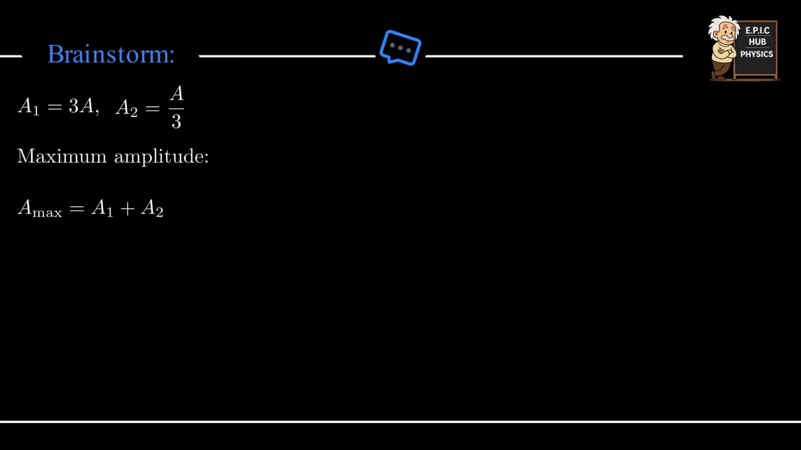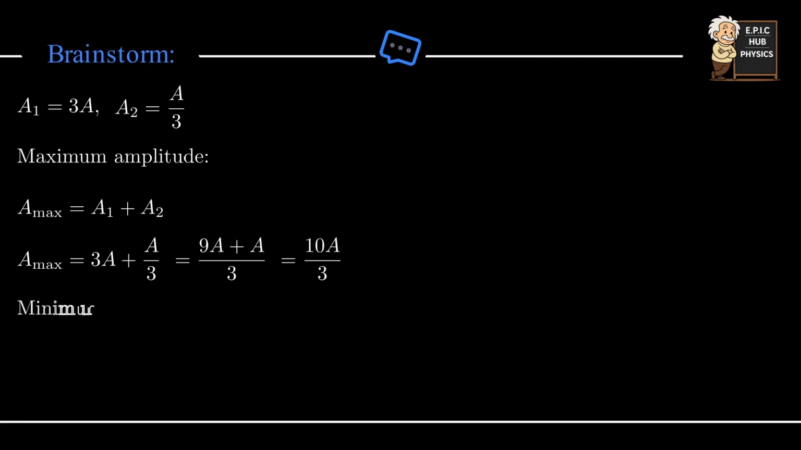So the maximum amplitude equals a1 plus a2. Substituting the values gives 3a plus a divided by 3. To simplify this, we write both terms with a common denominator. 3a can be written as 9a divided by 3. So we now have 9a divided by 3 plus a divided by 3. Adding these gives 10a divided by 3, so the maximum amplitude is 10a over 3.